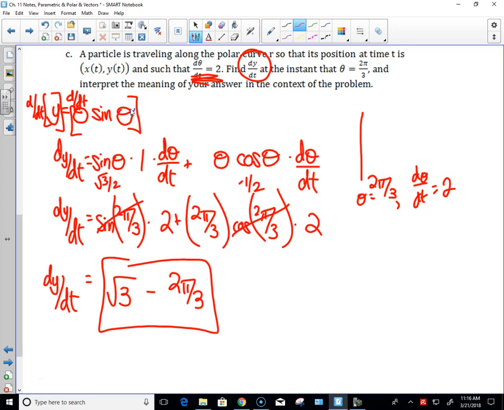True, but you should know whether it's positive or negative, right? 2 pi is going to be 6.28-ish. 6.28-ish divided by 3 is going to be 2-ish. 2-ish is going to be greater than 1-ish, right? So is it positive or is it negative? Negative, so it's less than 0. So we know something is decreasing, right? What's decreasing?